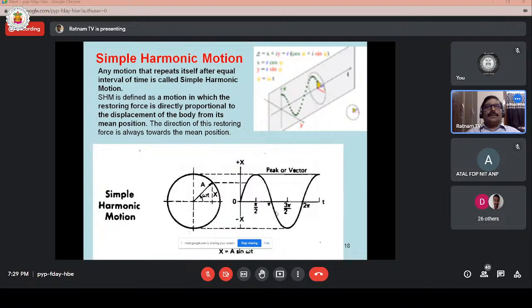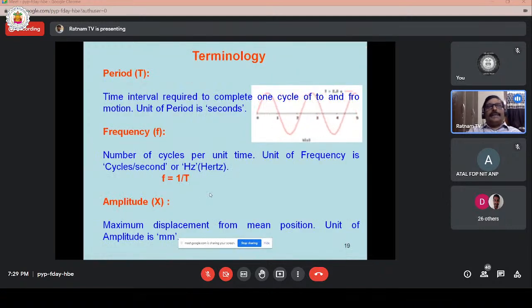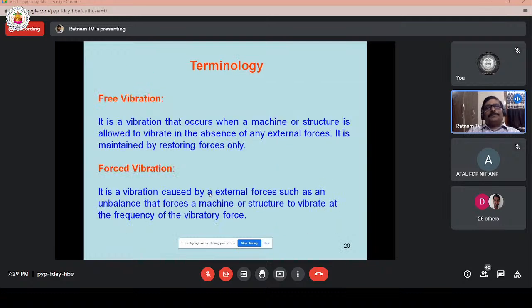Motion that repeats itself after equal intervals of time is called simple harmonic motion, in which the restoring force is directly proportional to the displacement of the body from its mean position. It always moves about the mean position. Period is the time interval required to complete one cycle of to and fro motion. The number of cycles per unit time is frequency. Amplitude is the maximum displacement from the mean position, with the unit of amplitude in mm.